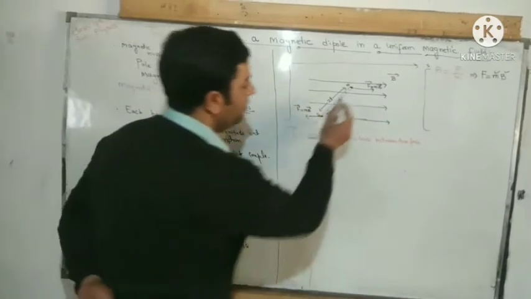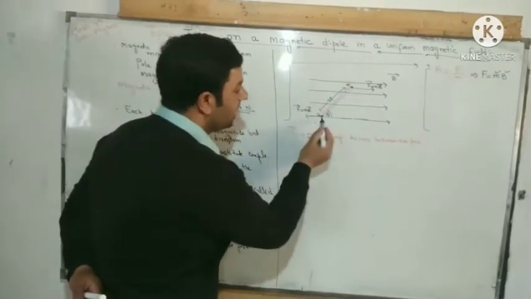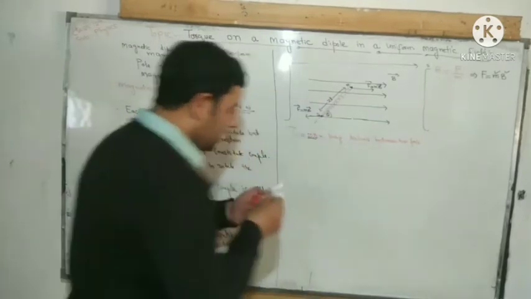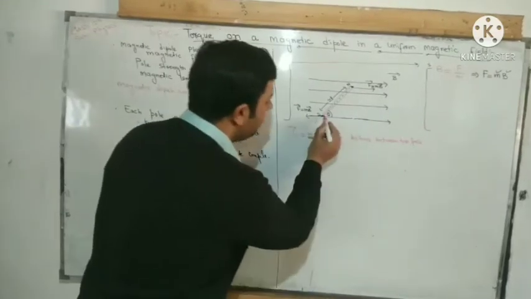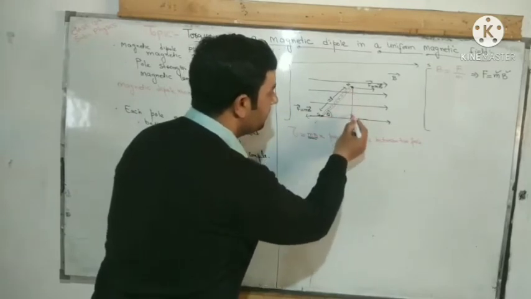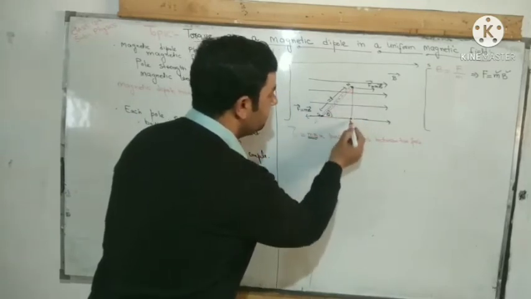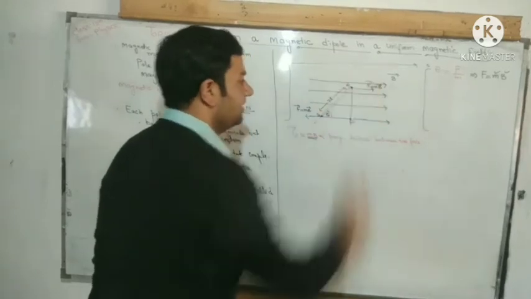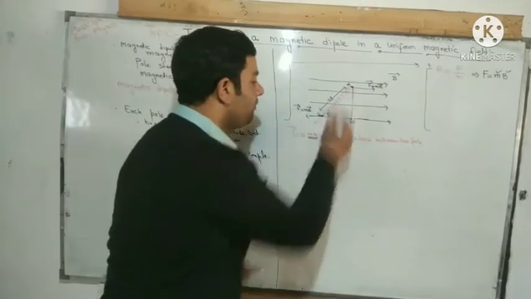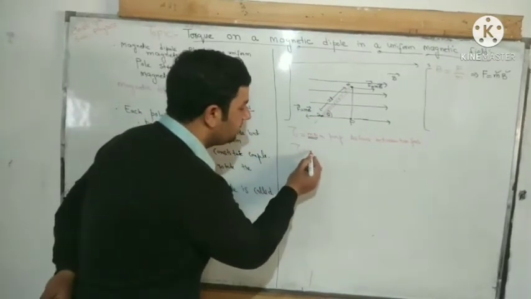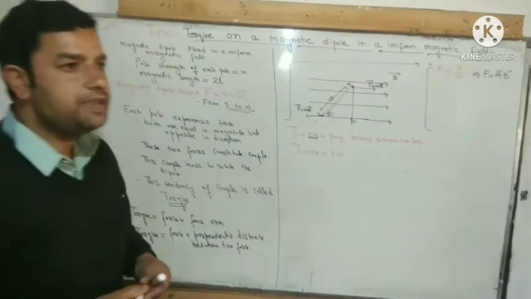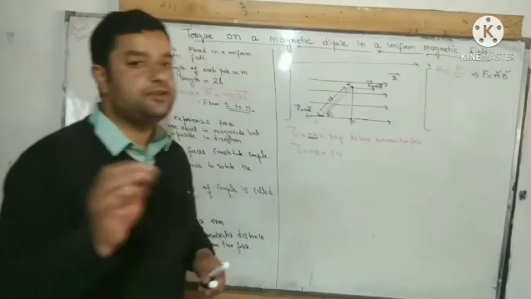The forces act on the north pole and the south pole. Drawing a perpendicular line, extend it, and this PN is the perpendicular distance between the two forces. So tau is equal to mB into PN.